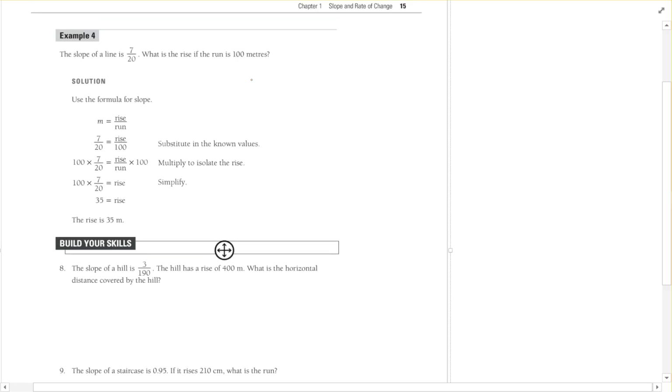So let's just write down, so slope is equal to rise over run, right? So now let's write down this ratio, this slope. We're going to write down as 7 over 20. Okay, so 7 over 20. And now that's going to be equal to what it actually is. So just make sure that you put 100 in the right spot. Like, is it going to go on the top? Is it going to go on the bottom? So it says, what is the rise if the run is 100? Run goes on the bottom in this ratio. So we're going to put 100 on the bottom and put x up here.